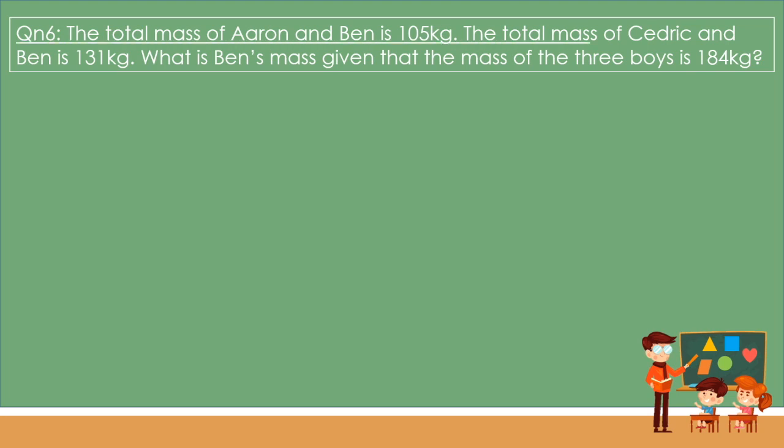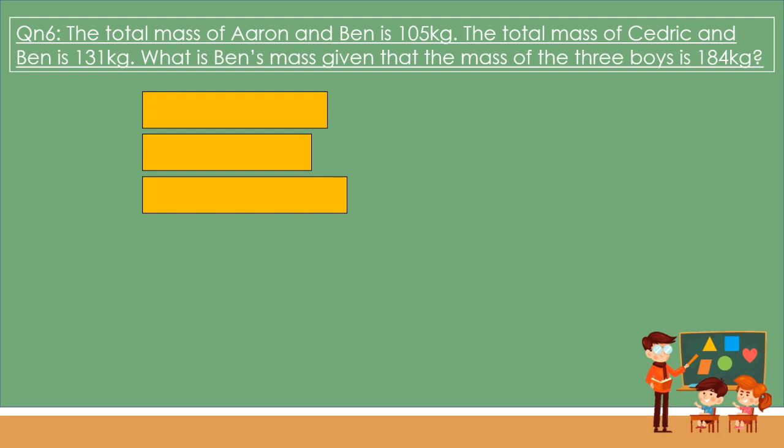The total mass of Aaron and Ben is 105 kilograms. The total mass of Cedric and Ben is 131 kilograms. What is Ben's mass given that the mass of the three boys is 184 kilograms? So let's do it in terms of rectangles. Okay, this would be Aaron, this would be Ben, and this would be Cedric. So how do I know that Aaron is more than Ben and Cedric is more than all of them?